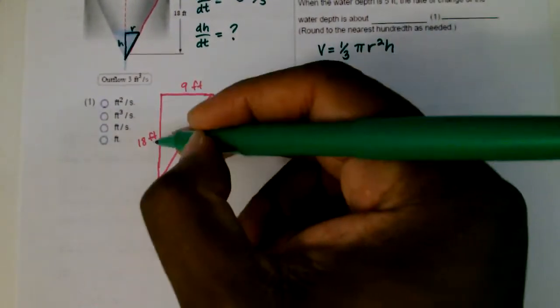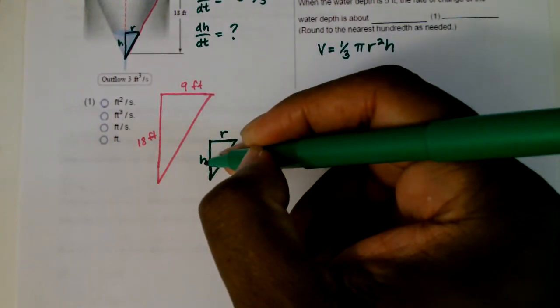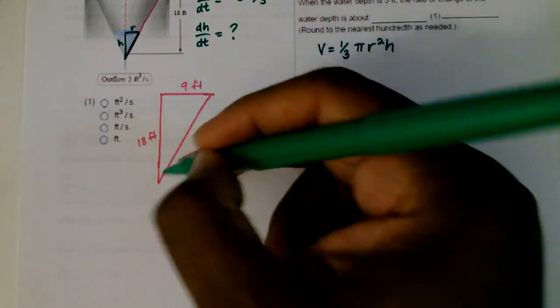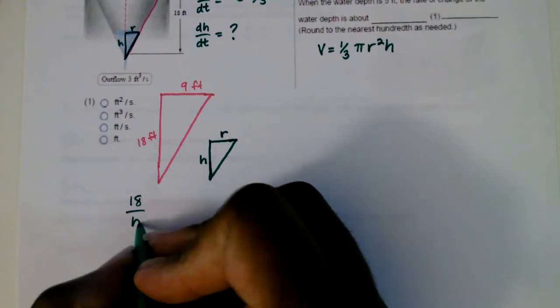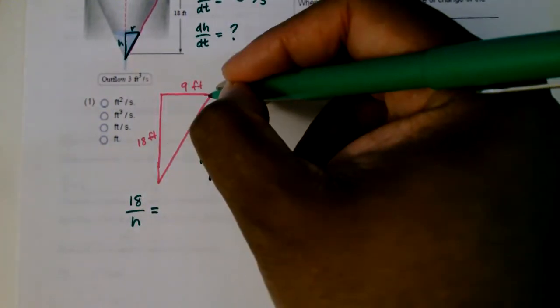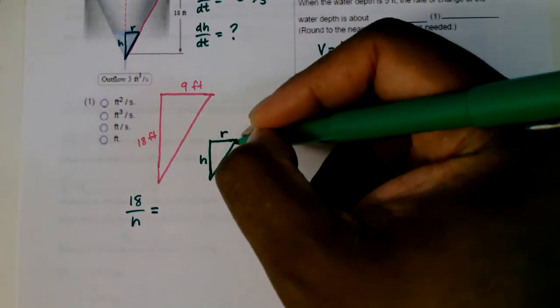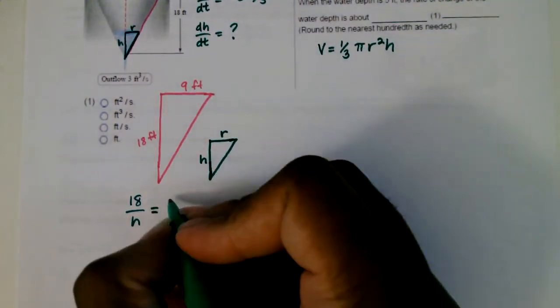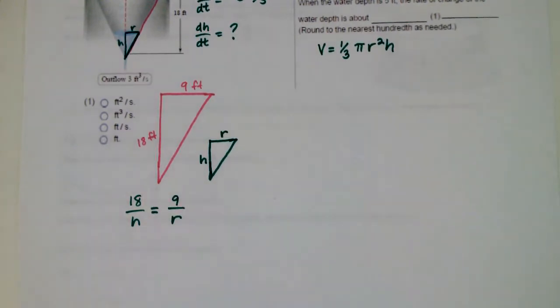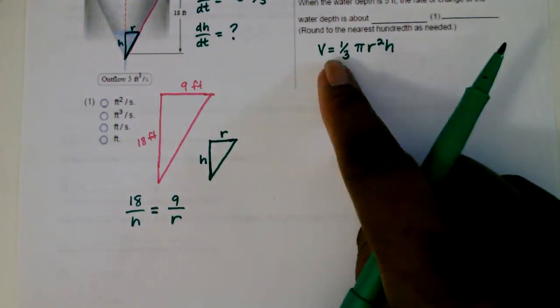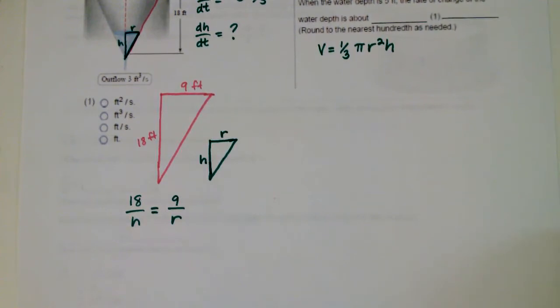So in this case, the similar triangles ratio is this. This side, the height, relates to this height: 18 is to h, as the radius of the big triangle is related to the radius of that triangle, 9 over r. Now I need to solve this equation for r, so that when I substitute it for the r in the formula for the volume, that formula will be in terms of h.